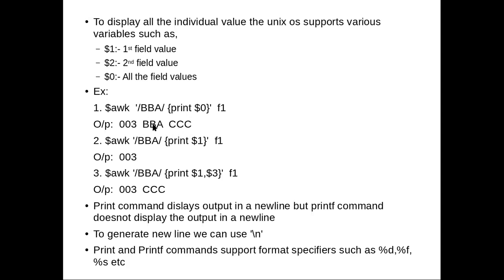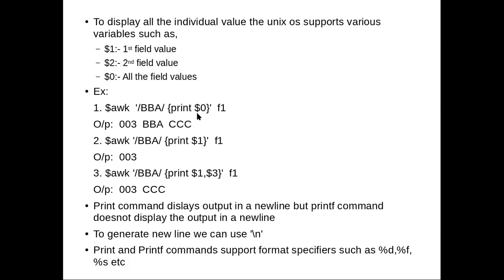Now look into the example, then it will be very clear. So I'm using the awk command, and what is the search criteria? BBA. That means I'm going to search the pattern BBA. It has to be within the 2 forward slashes. If I find that pattern BBA, what action do I have to perform? I have to do the action print, and what do I have to print? I have to print the variable $0 value.